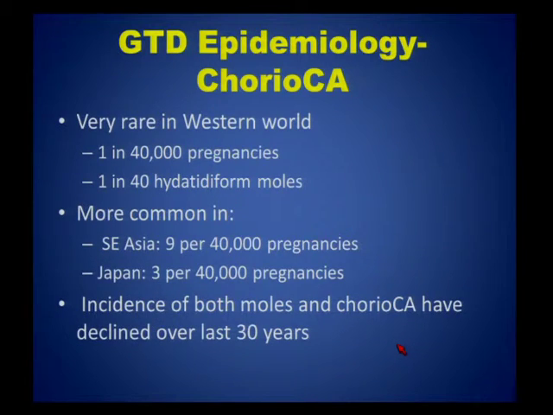A little bit about the epidemiology of choriocarcinoma. Very rare, 1 in 40,000 pregnancies in the Western world. 1 out of 40 hydatidiform moles turns into a choriocarcinoma. And in Southeast Asia, it's much higher, 9 per 40,000 pregnancies. Japan, a little bit lower, but still high, 3 per 40,000 pregnancies. And the incidence of both moles and choriocarcinoma has declined over the last 30 years, again, for those reasons I mentioned previously.